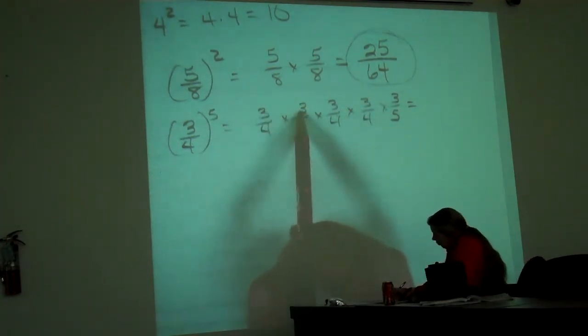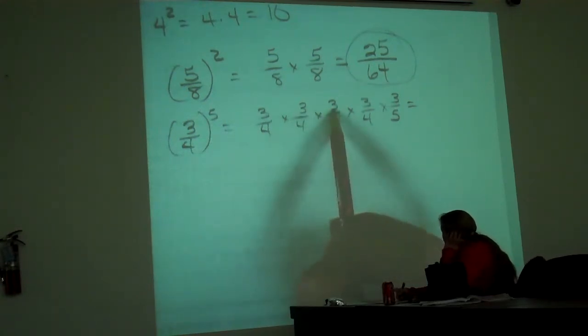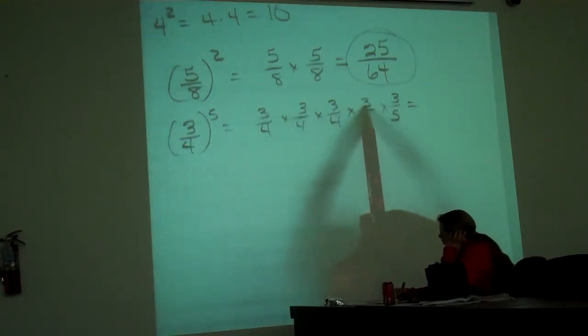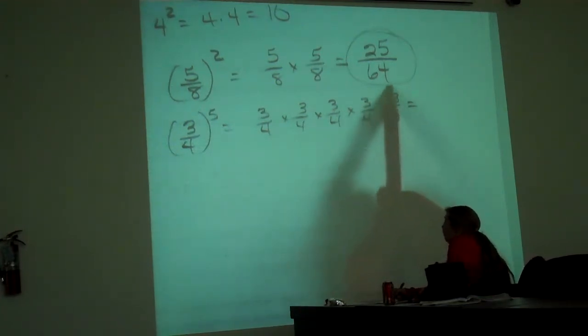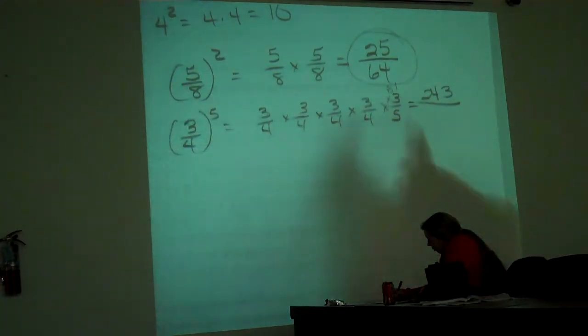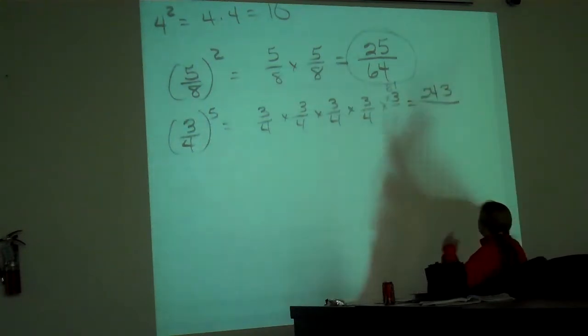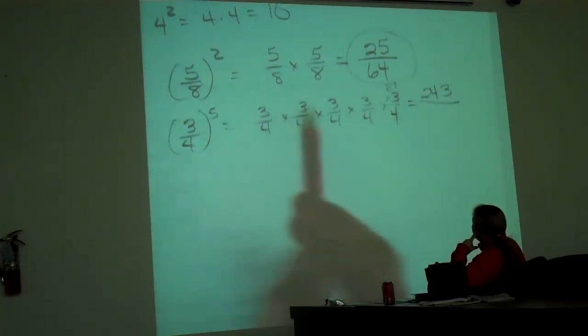3 times 3, 9 times 3, 27. 27 times 3, 81. 81 times 3, 3 times 1, 3 times 8, 243. Oops, I put a 5 down here. How silly. I was counting how many times I was doing it.